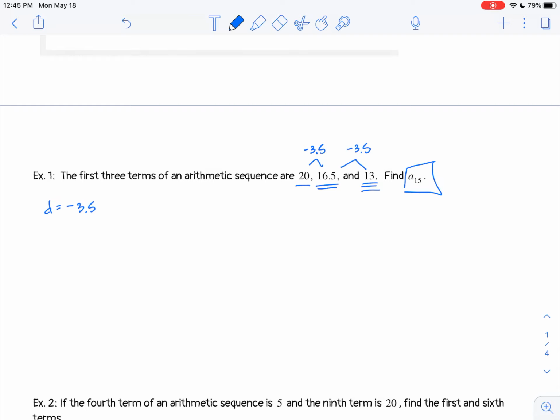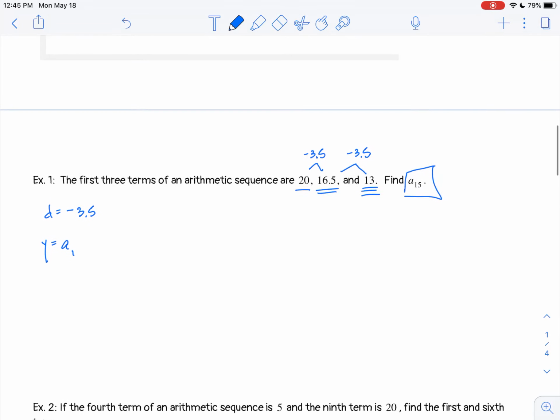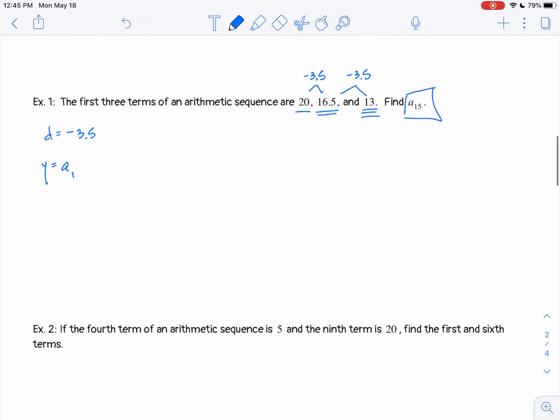So if I am going down by 3.5 every time, that means I'm going to have a slope of negative 3.5. So let's go back to our formula: y equals a sub 1 plus n minus 1 times d. And let's see what we get for our y.